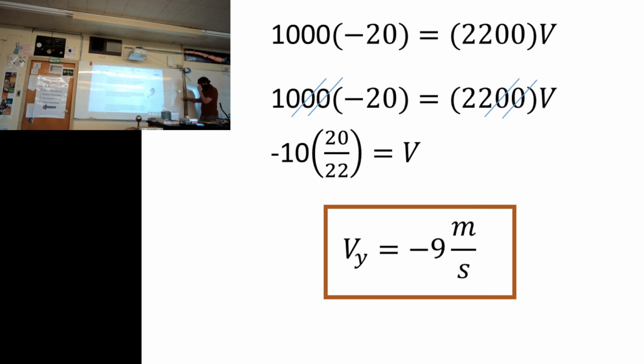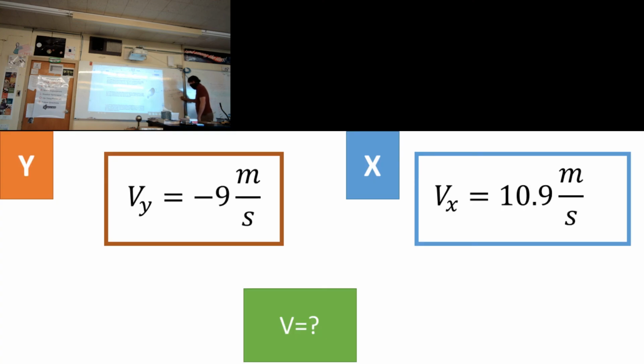Then you solve for big V y. Divide both sides by 22 again, because you're going to cancel zeros and divide by 22. You get 10 times 20 divided by 22. Again, 20 divided by 22 is almost 1, but not quite. Then that's times 10, so it's going to be 9. Nine meters per second.